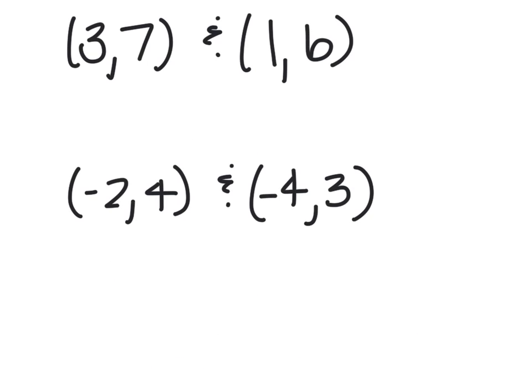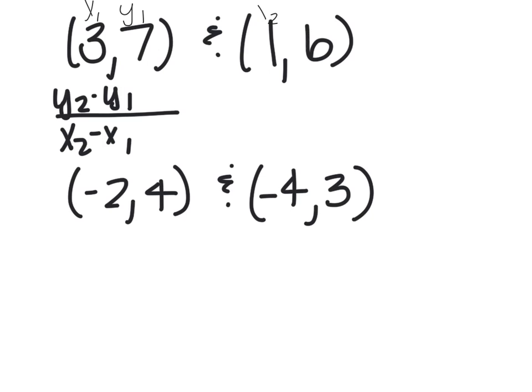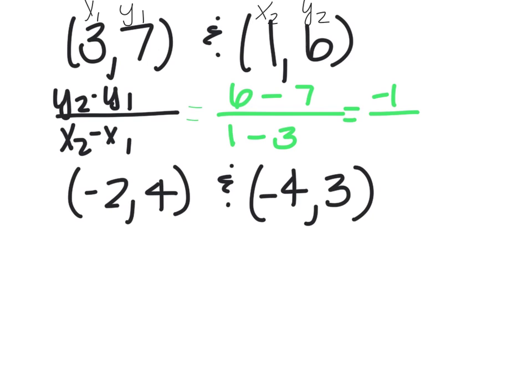So given 2 points, you've got to identify if the lines are parallel or perpendicular. Recall your slope formula is y2 minus y1 over x2 minus x1. So let's first identify our points. So we have x1, y1, we have x2, y2. If we go ahead and plug in our numbers, it says y2, which is 6, minus y1, which is 7, over x2, which is 1, minus x1, which is 3. 6 minus 7 is going to give us -1 on top. 1 minus 3 is -2 on bottom. And a -1 over a -2 is a positive 1/2.